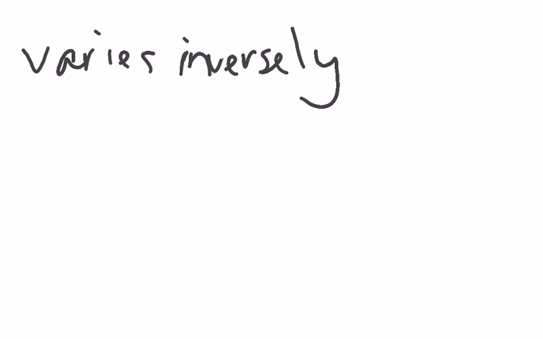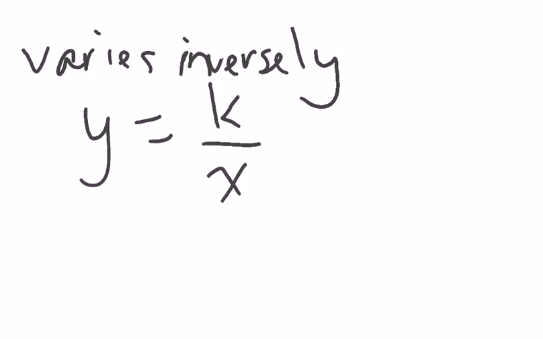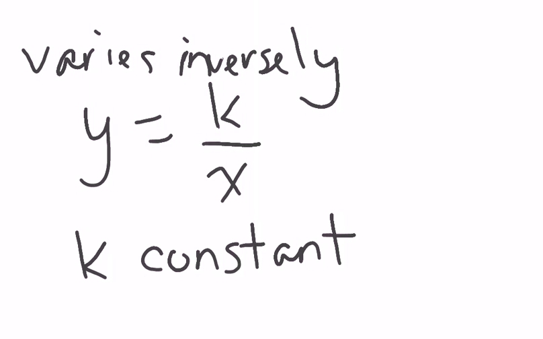And what that means is that as one variable goes up, the other one goes down. So the way we would express that is y equals k over x. So y and x, of course, are the two variables that we're talking about, and k is the constant of variation. So that means that they are changing no matter what numbers we plug in for x and y. They are always changing with that same amount of k.